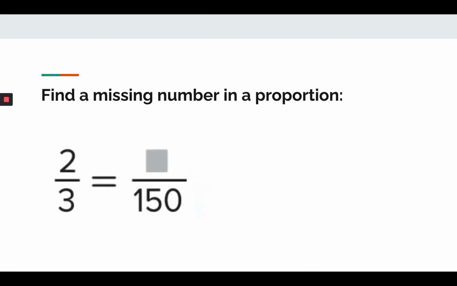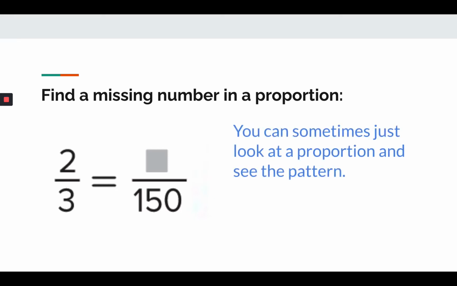So what the book has you doing today is finding a missing number in a proportion. 2/3 is equal to what over 150? So you have equivalent fractions there, or equivalent ratios, or you can call it a proportion, but you're missing one of the numbers. Now some of you might just be able to look at this and see a pattern to solve. So you might say to yourself, well, 3 times 50 is 150, so if I do 2 times 50, I'll get 100. The answer is 100. That's totally fine.